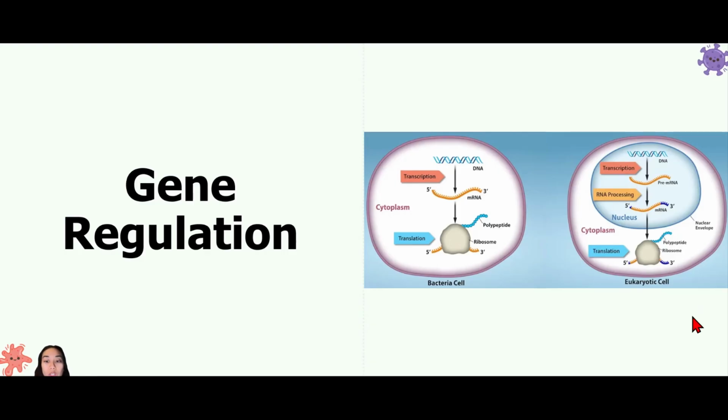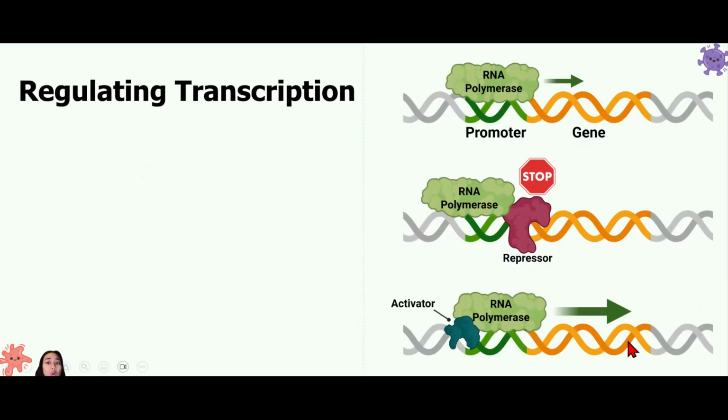So one of the most efficient ways to regulate a gene is by regulating transcription because you are stopping it or increasing it from the beginning. Remember that we go from DNA to RNA first, that's transcription, and then RNA to protein, that's translation. But if we stop it or increase it at transcription, that's usually the better route. And so there are different ways to regulate transcription.